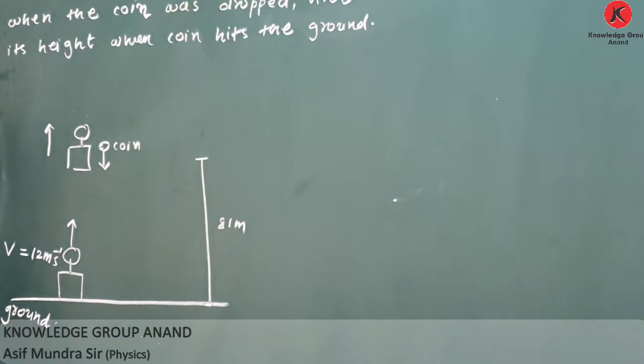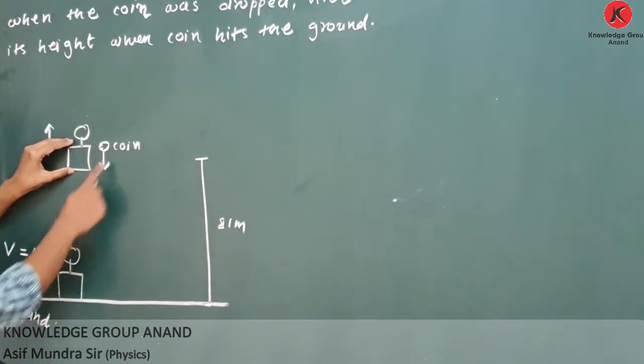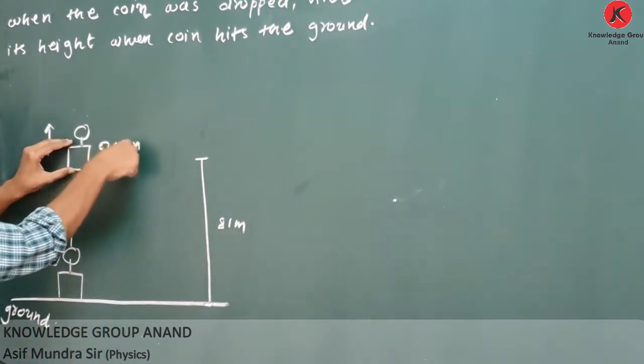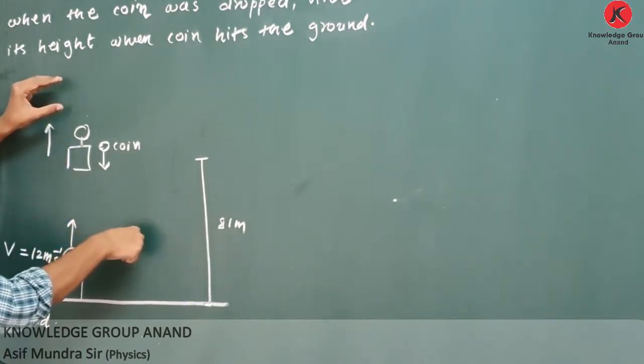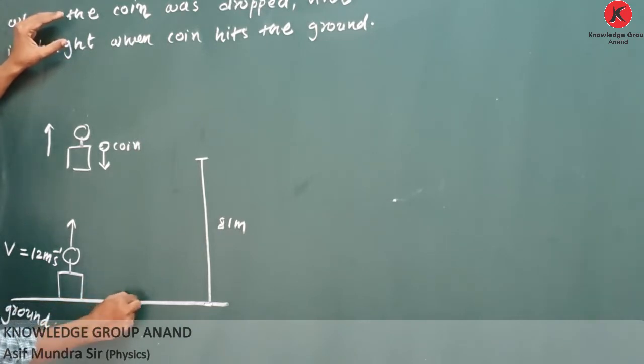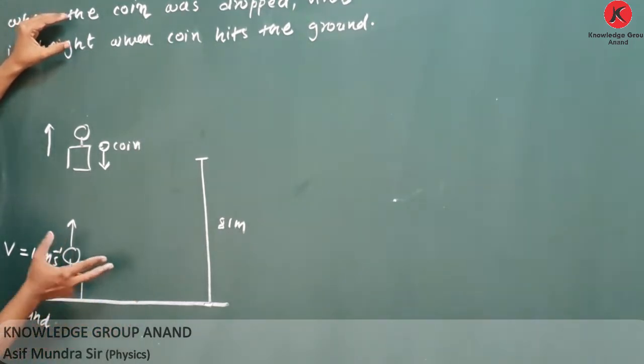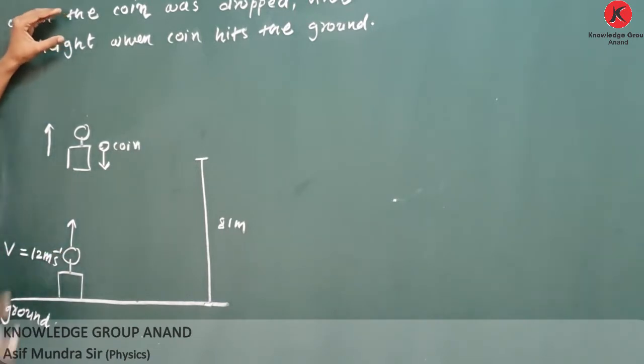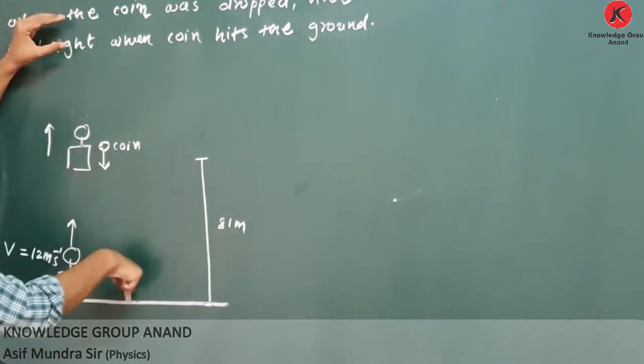Now see what actually happens. The balloon is moving with uniform velocity 12 meters per second in the upward direction. When the height is 81 meters above the ground, one coin is dropped. So the coin is moving in the downward direction, but the balloon is moving in the upward direction. So when this coin hits the ground, the balloon will be at some more height. Yes or no? Yes. You have to find this height. What is the height of the balloon when this coin hits the ground?